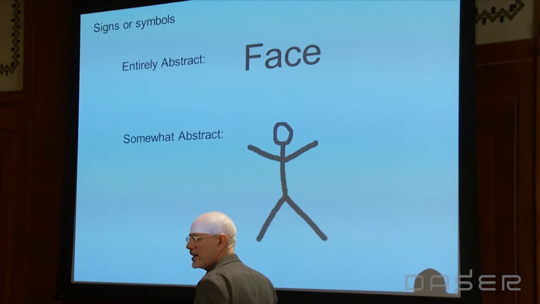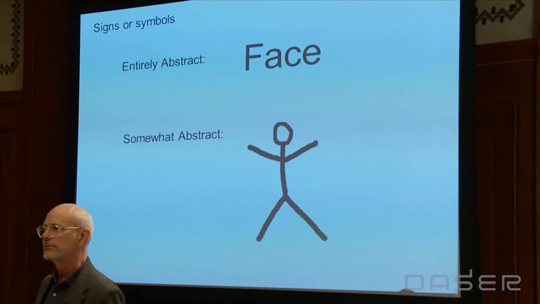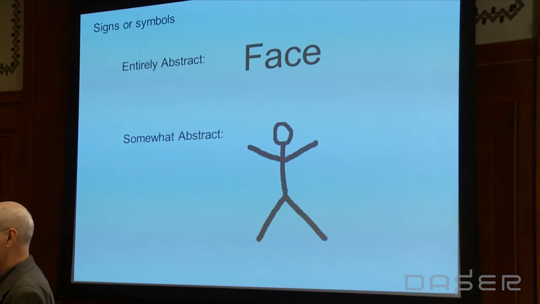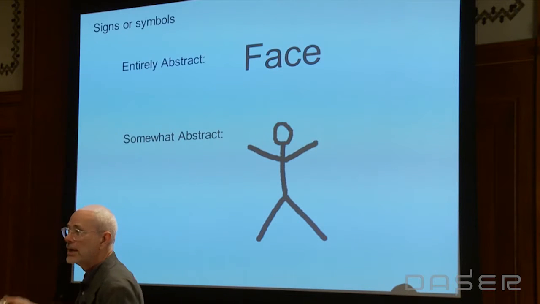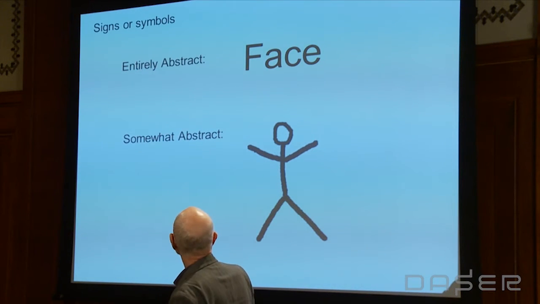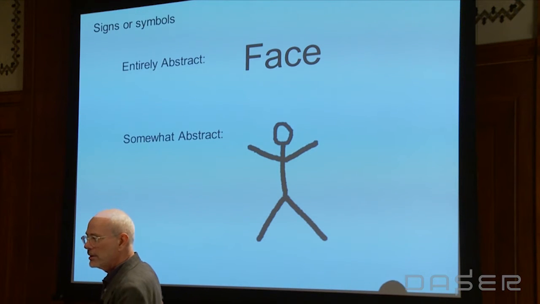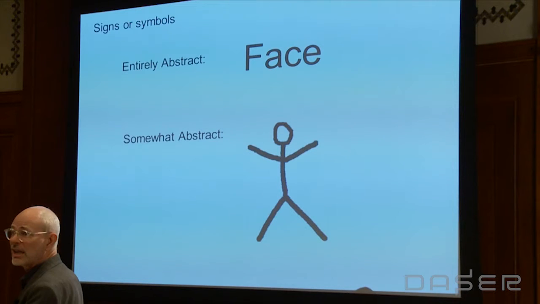And these signs and symbols can be entirely abstract, which is like an alphabet, where there's no direct relationship between what's being represented and the symbol itself, except for a body of information that we share. Or somewhat abstract, where the thing represented looks a lot like the symbol.